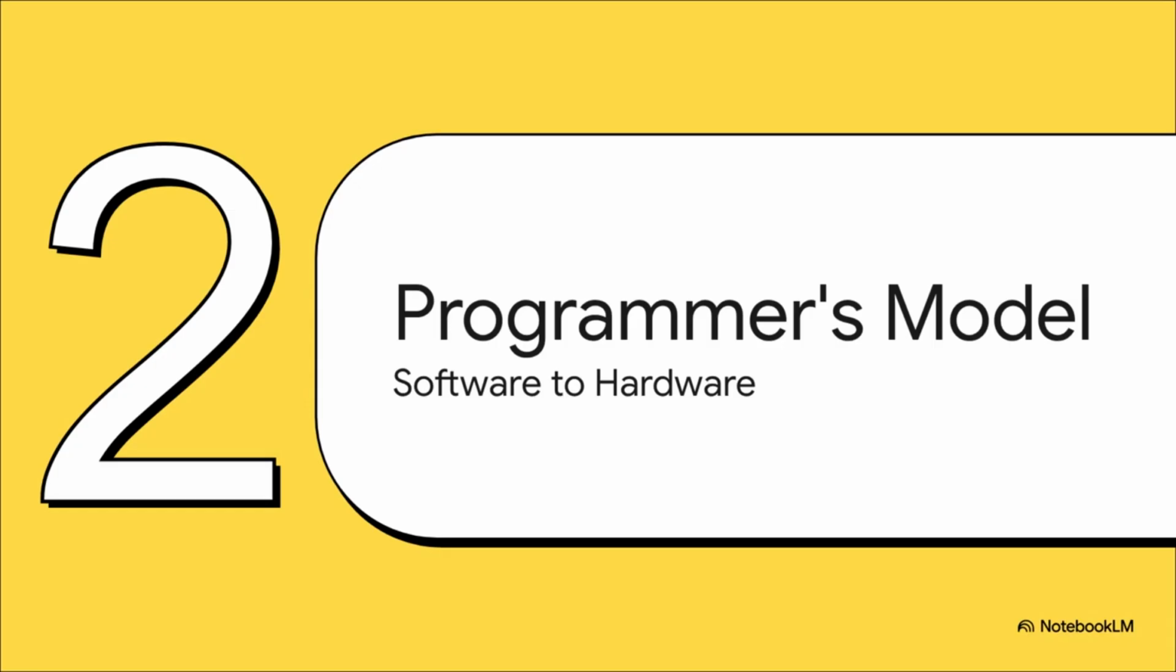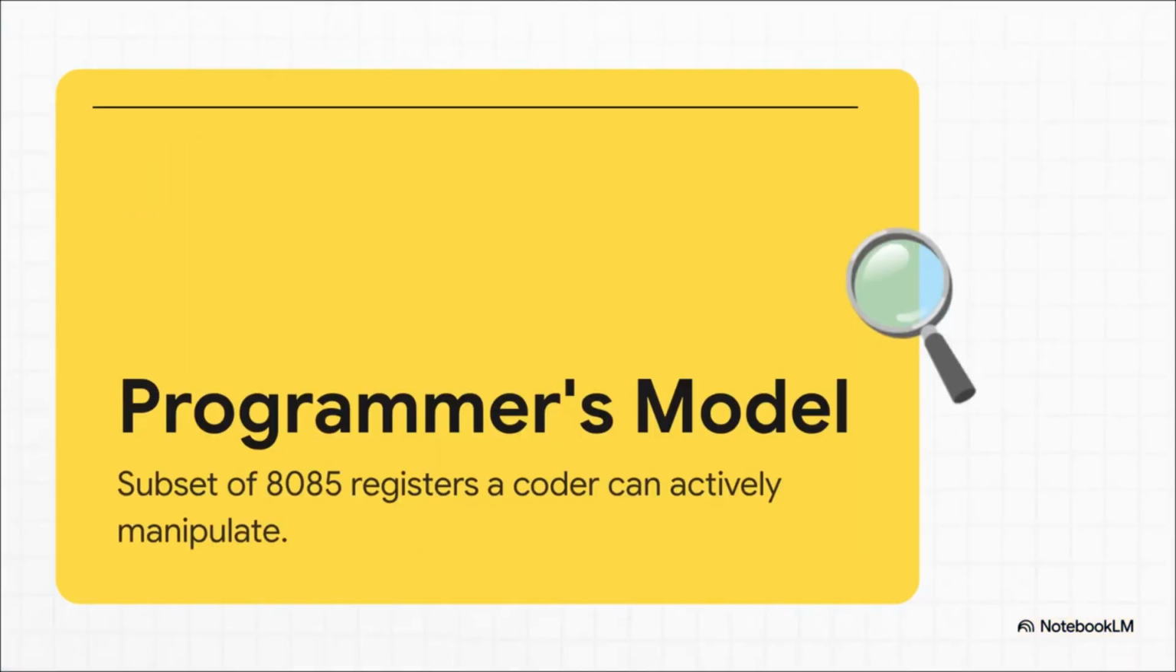Moving right along to Section 2, the programmer's model. Now that we get the physical anatomy of the microprocessor, let's transition to how we actually interact with it as coders. The programmer's model is honestly beautifully simple. You don't need to stress about the internal instruction decoder or the temporary registers when you're writing code. You only care about the subset of registers you can actively manipulate. That's your 8-bit accumulator, the flag register, the stack pointer, the program counter, and those 6 general-purpose registers, B, C, D, E, H, and L. And what's super cool is you can actually pair these up, B with C, D with E, and H with L. Doing that lets you hold and manipulate full 16-bit data addresses, which is a real game changer.